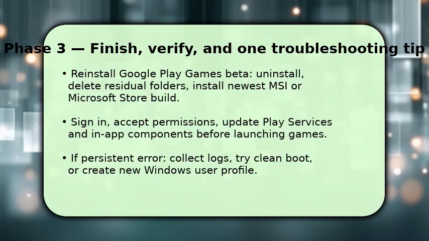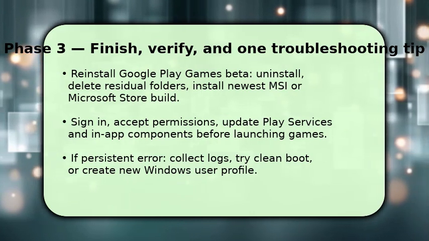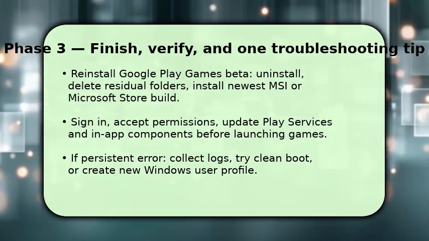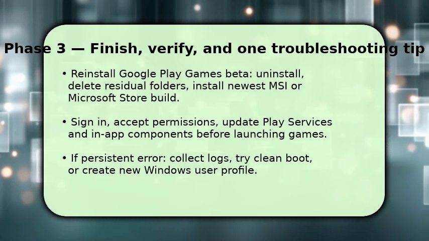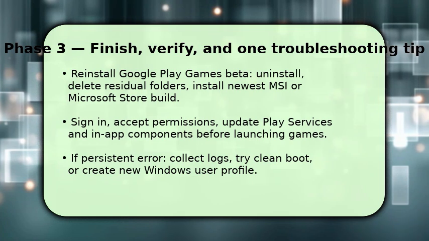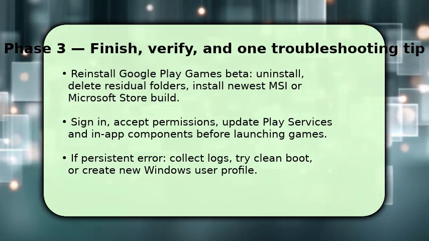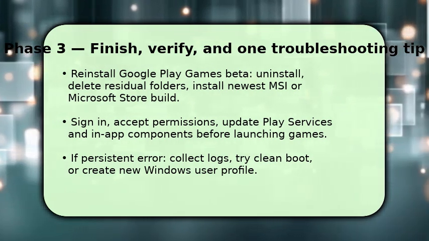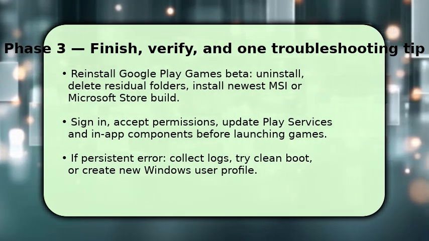Uninstall Google Play Games, remove leftover folders under Program Files and AppData, then install the latest build from the Microsoft Store or official MSI. After install, sign in and grant permissions. Make sure Play services and in-app components update before launching a game, because partial updates break startup.